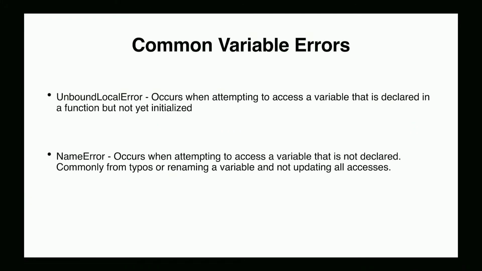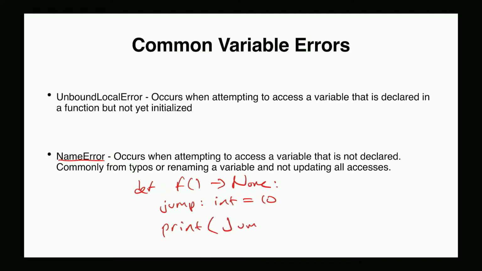So there are two errors that are very common. The first one we've already looked at, an unbound local. The second one, which you'll also read about, so I'm not going to go into too much depth here, is a name error. And if I had some function like def f, let's just say it's a very simple function with no parameters, returns None. And I had said something like print. Let me give you an actual common example of this. So we have a variable like jump, which is an int, and it's assigned 10. And then I tried to print, and I printed jump with a capital J.